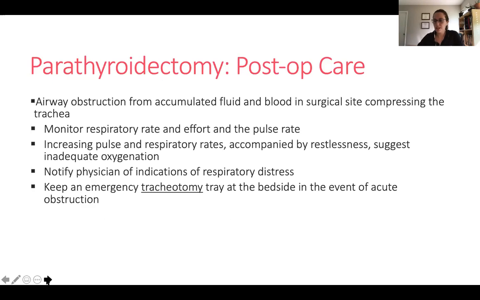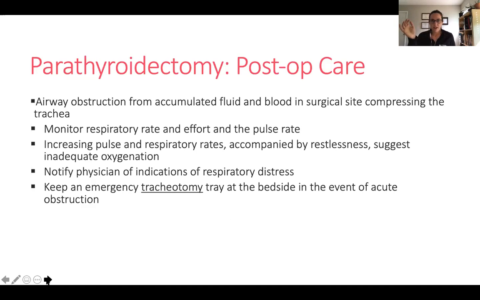And if they do end up getting a parathyroidectomy, as far as post-op care, there's 2 potential complications. One of them is airway obstruction, and that could be due to accumulated fluid and blood in the surgical site compressing the trachea. So pay close attention to the respiratory status, monitor the rate, effort, and then also the pulse rate.